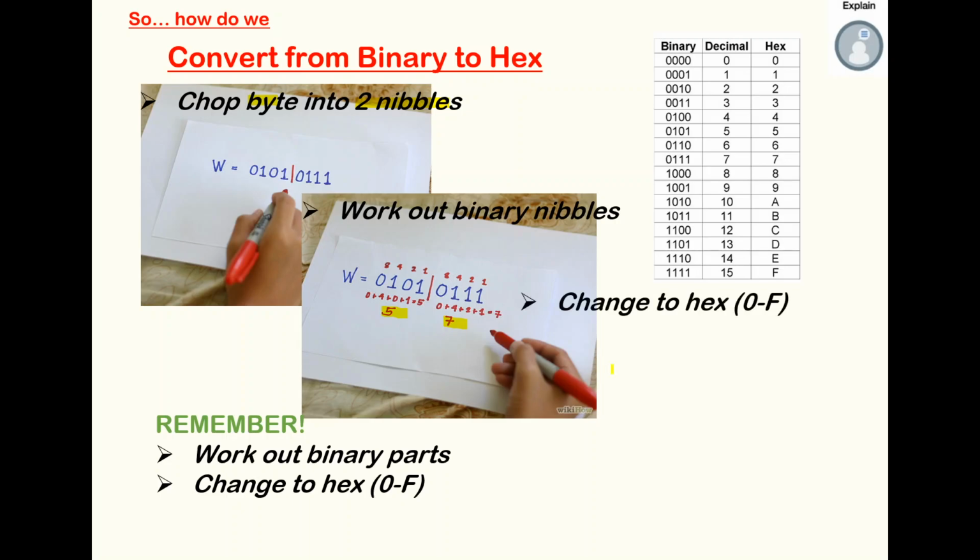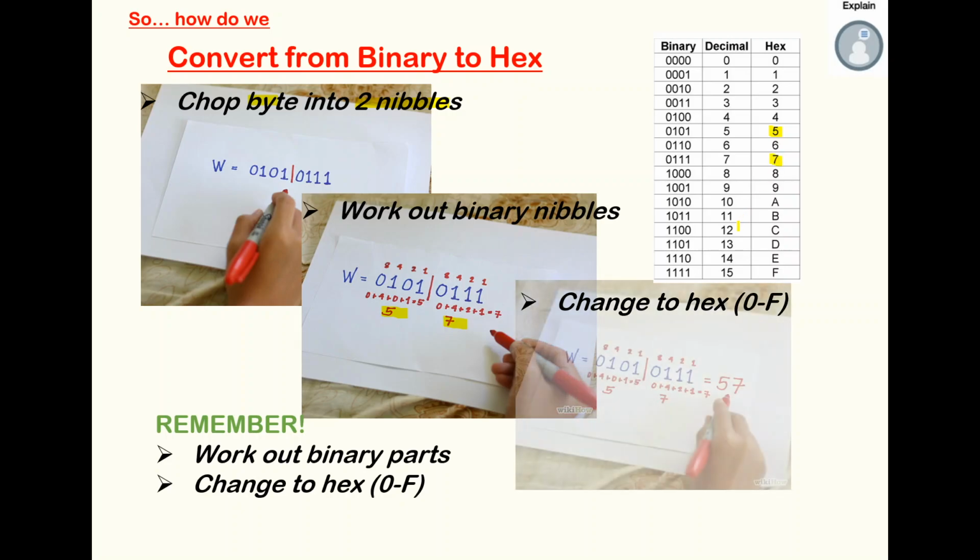Finally, we change it to hexadecimal. Is there a 5 in hexadecimal? Yes, there is. Is there a 7 in hexadecimal? Yes, there is. However, if this number here, for example, was 10, we look up here and go, oh, there is no 10 in hexadecimal, so it's A.